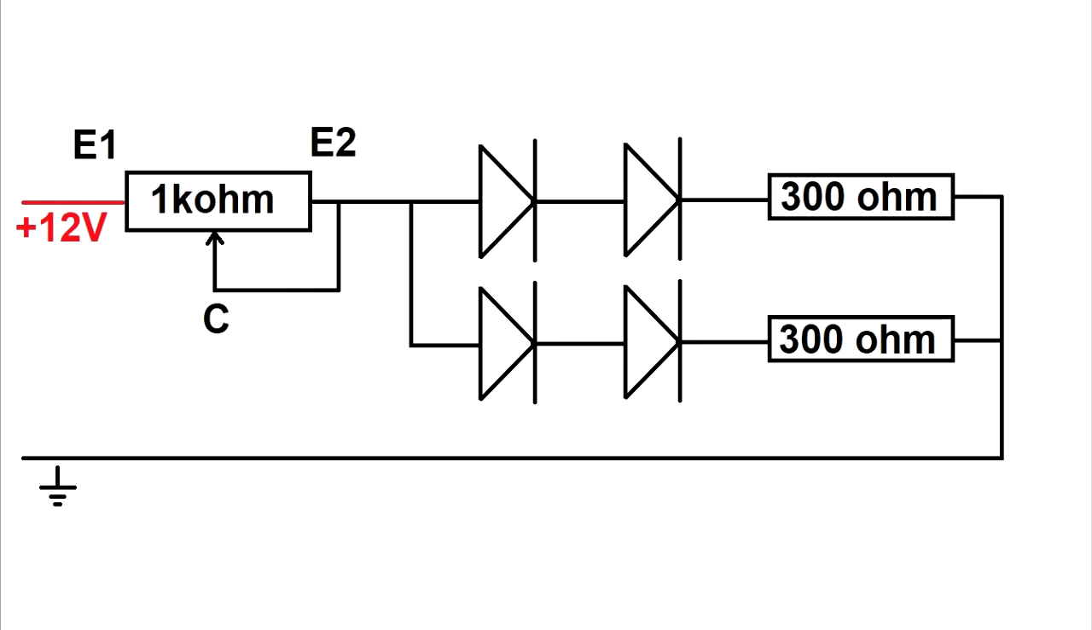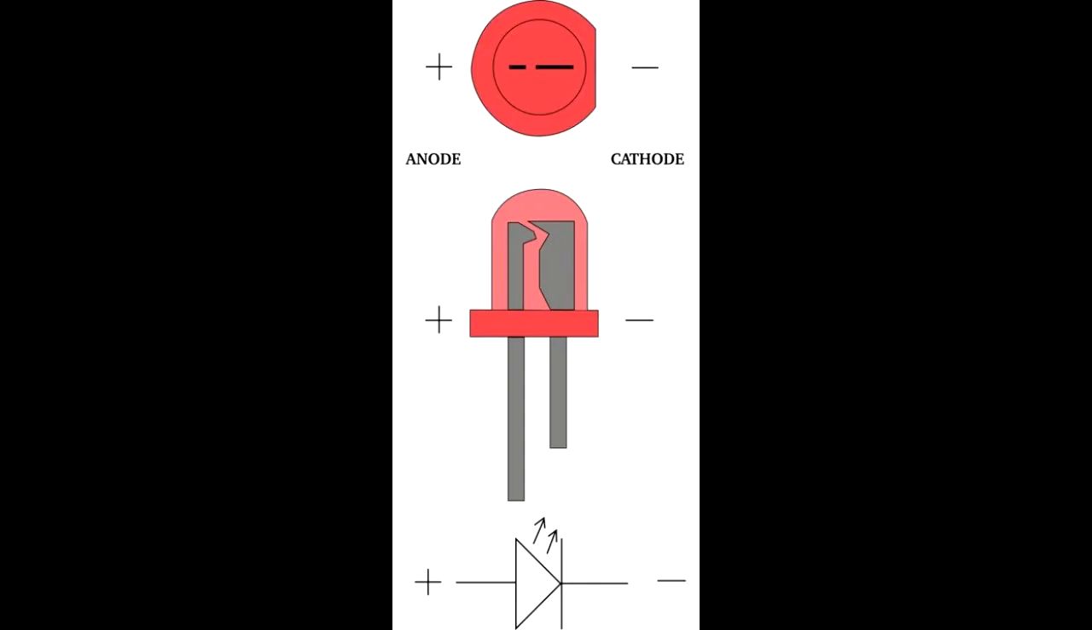On the potentiometer we will solder a plus 12 volt on the E1 leg. We will solder together the C and the E2 leg. Then we have the two series of two LEDs and one resistor in parallel, and then we go to the ground. We remember that the LED cathode is the short leg, and on the diagram it's a line.